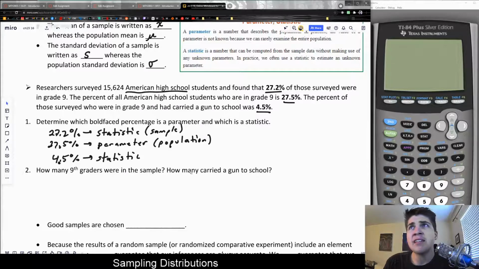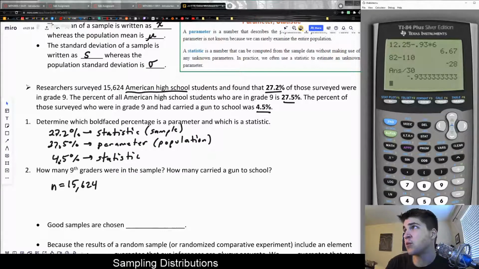So basically, if we take the sample as a whole, n is typically the variable we use for sample size. We had 15,624. And so if we wanted to make kind of a guesstimate of how many students in our survey carried a gun to school, basically we could multiply the percentage by the sample size, right? Because from our statistic, we were told that 4.5% of those carried a gun to school. And we also know the total size.